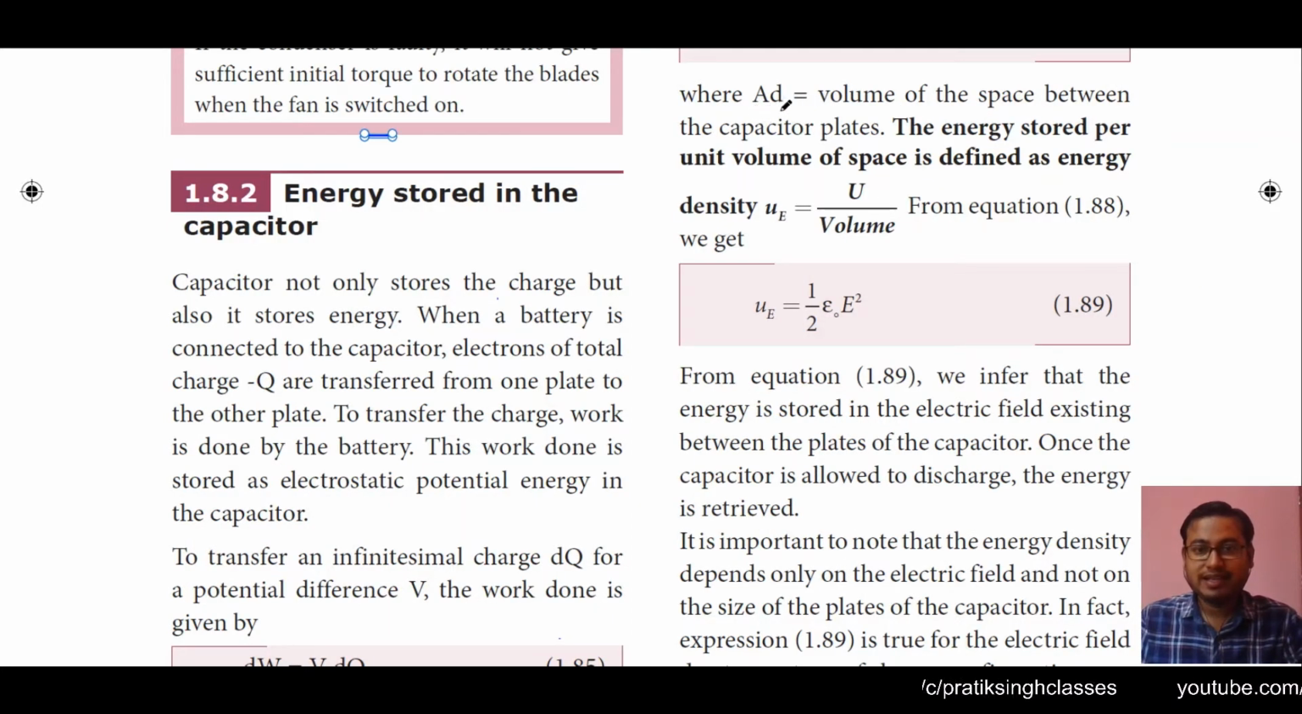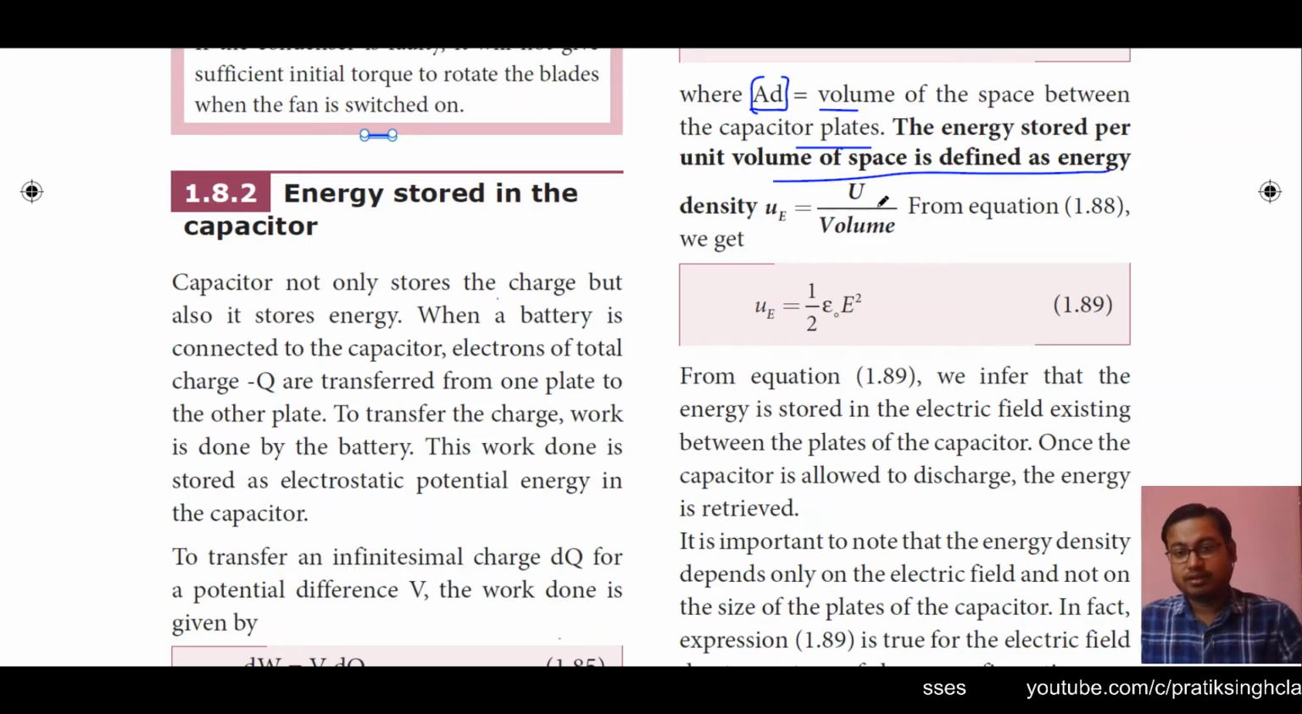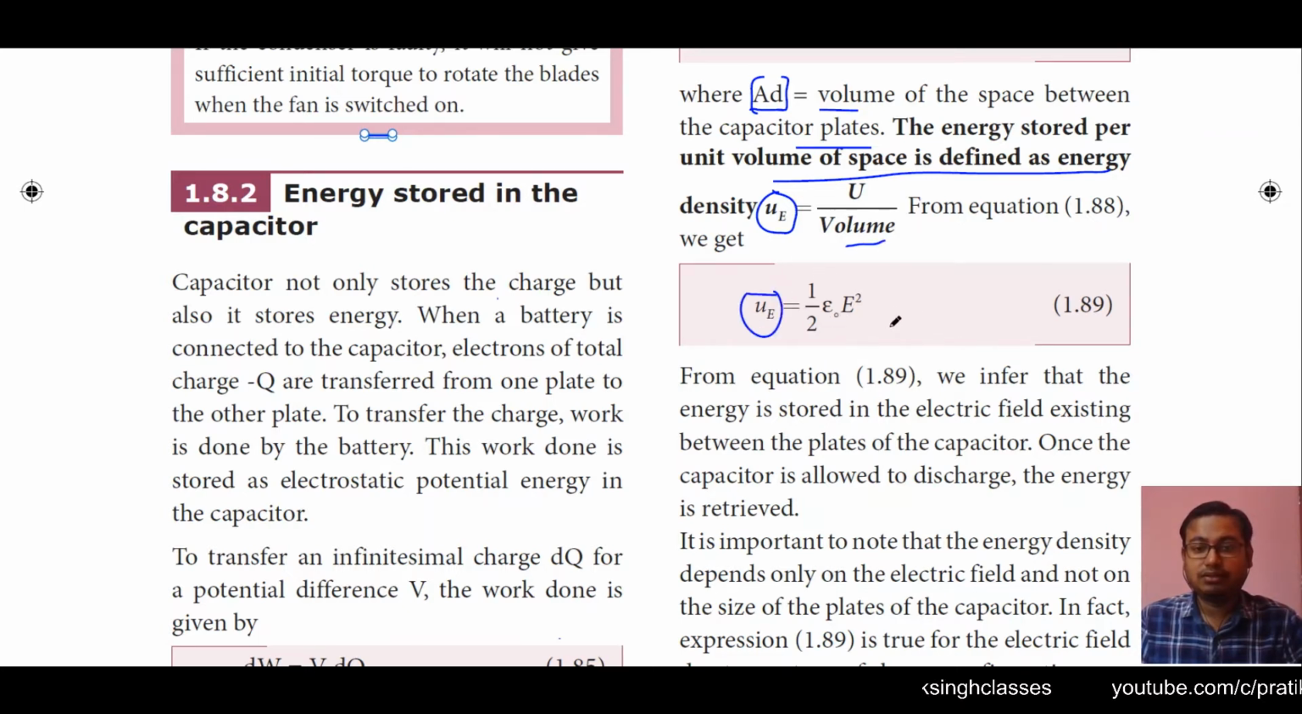Here A into D, that is area into thickness. D is the thickness of the capacitor, or you can say the height of the capacitor. So area into height is equal to the volume of the space between the capacitor plates. The energy stored per unit volume of a space is defined as the energy density, written as UA, and it is given by U by volume, that is electrostatic potential energy by the total volume of the capacitor. Then from equation 1.88 we have UE equal to half into epsilon naught into E square.